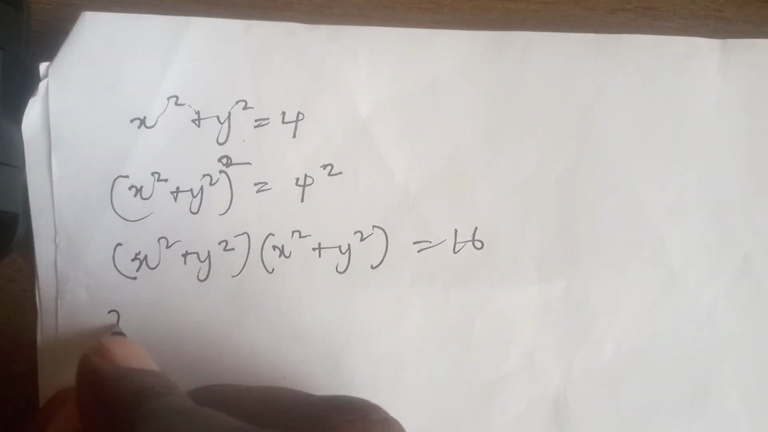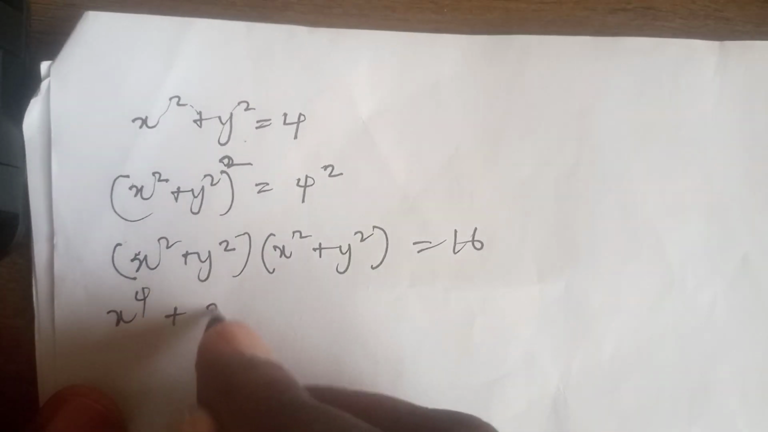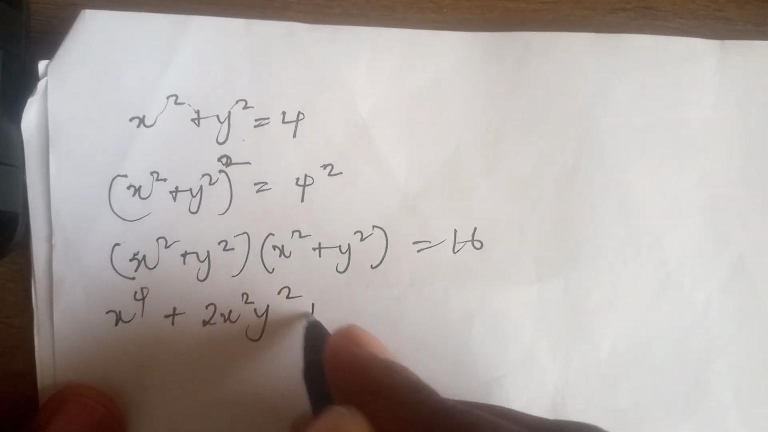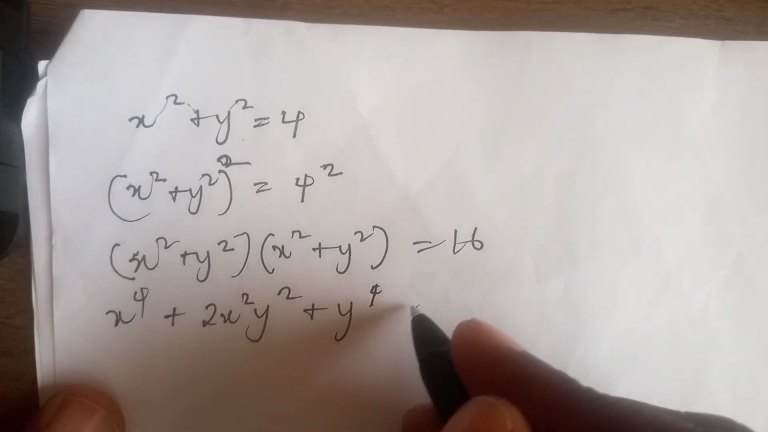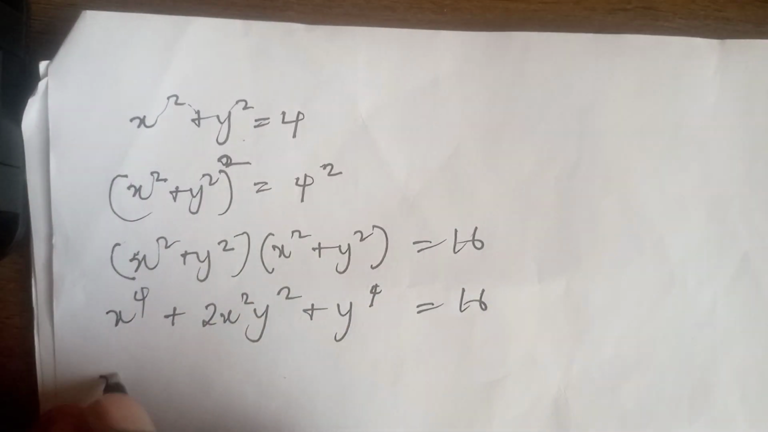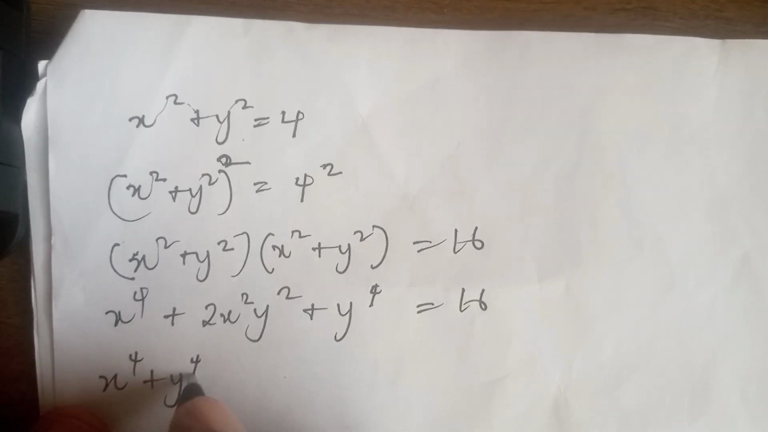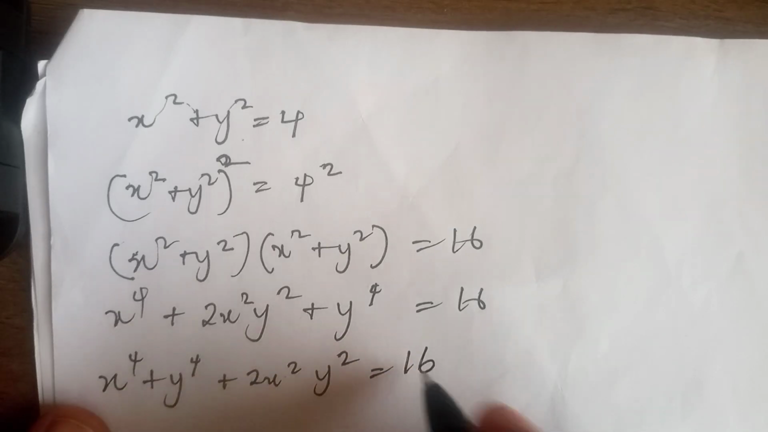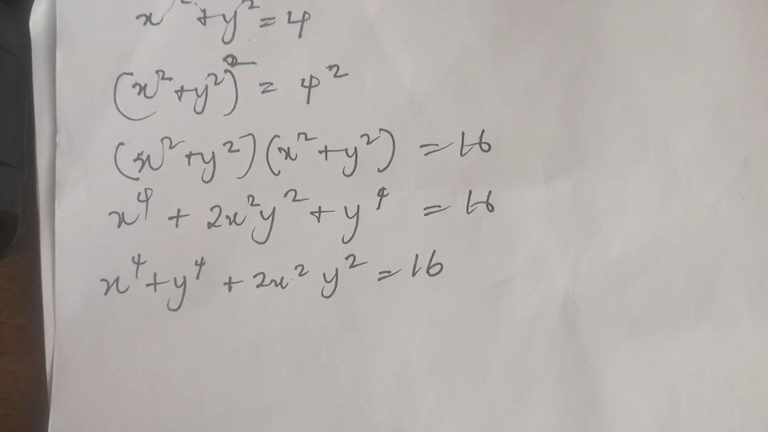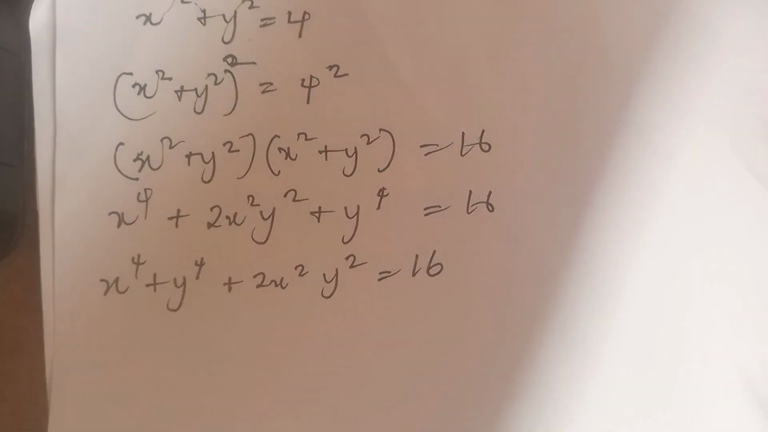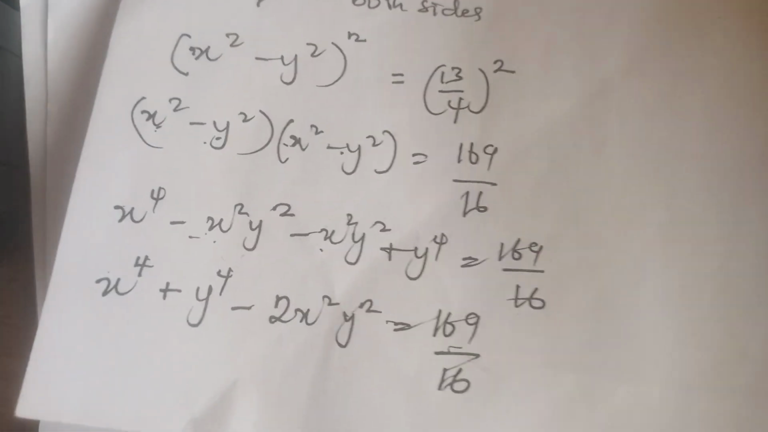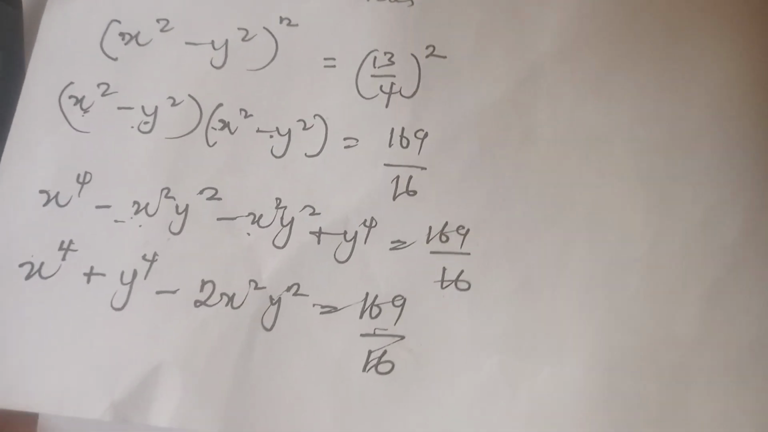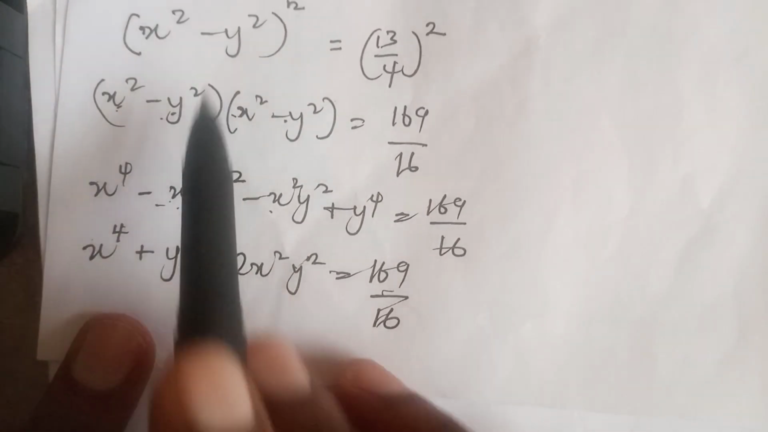So when we multiply this, we have x^4 plus 2x squared y squared plus y^4 equals 16. So we have x^4 plus y^4 plus 2x squared y squared equals 16, by squaring both sides of equation 2. And don't forget the last equation, when we squared this equation, don't forget where we arrived at.